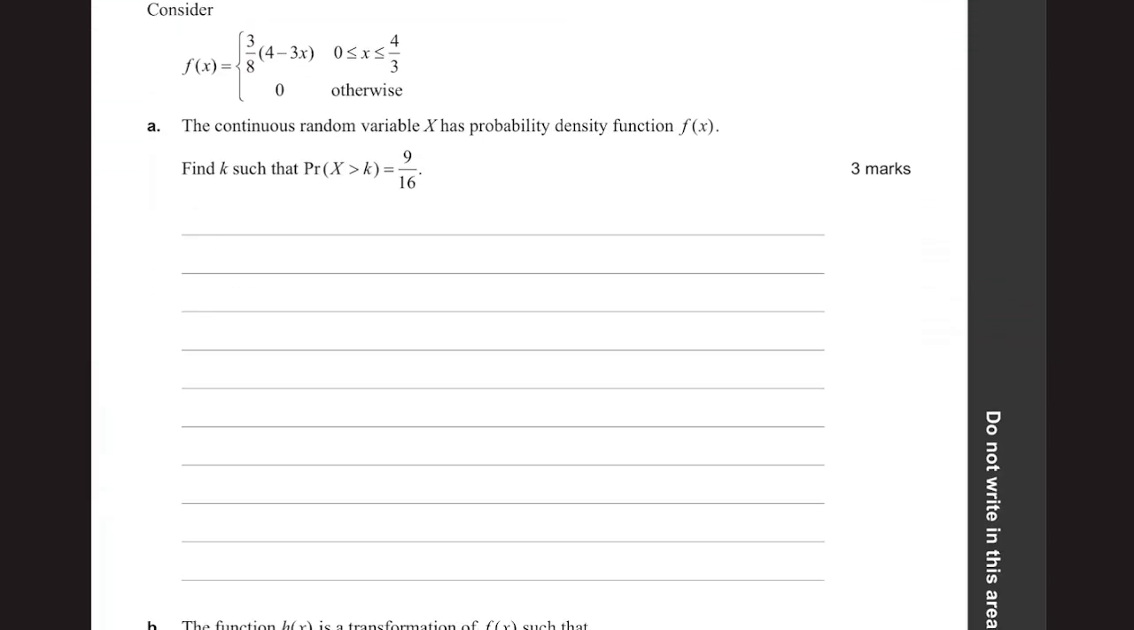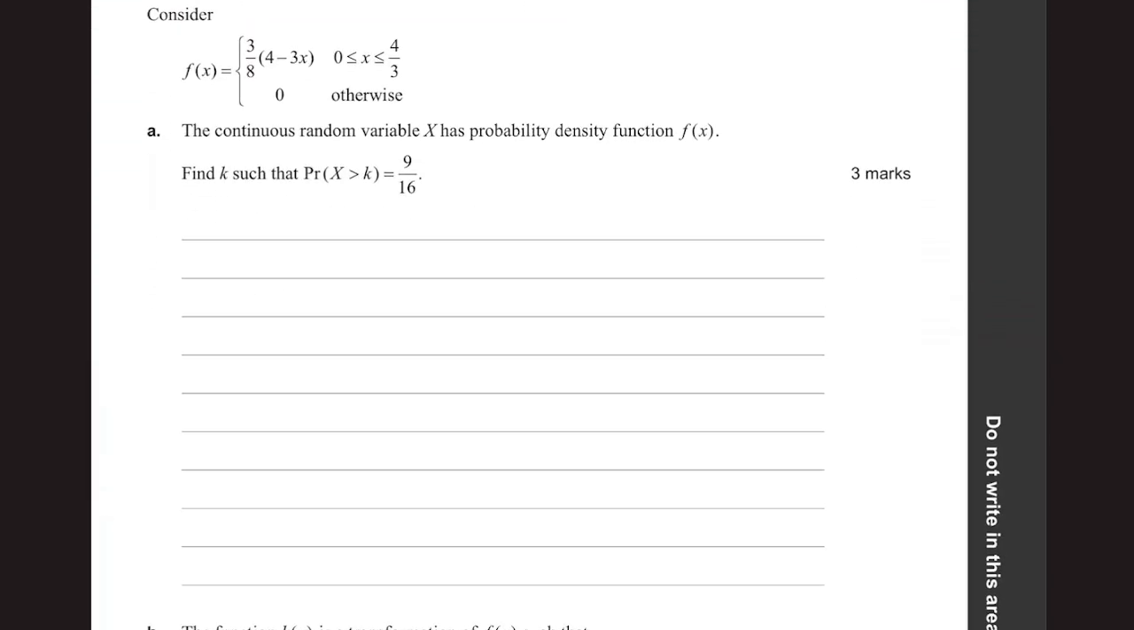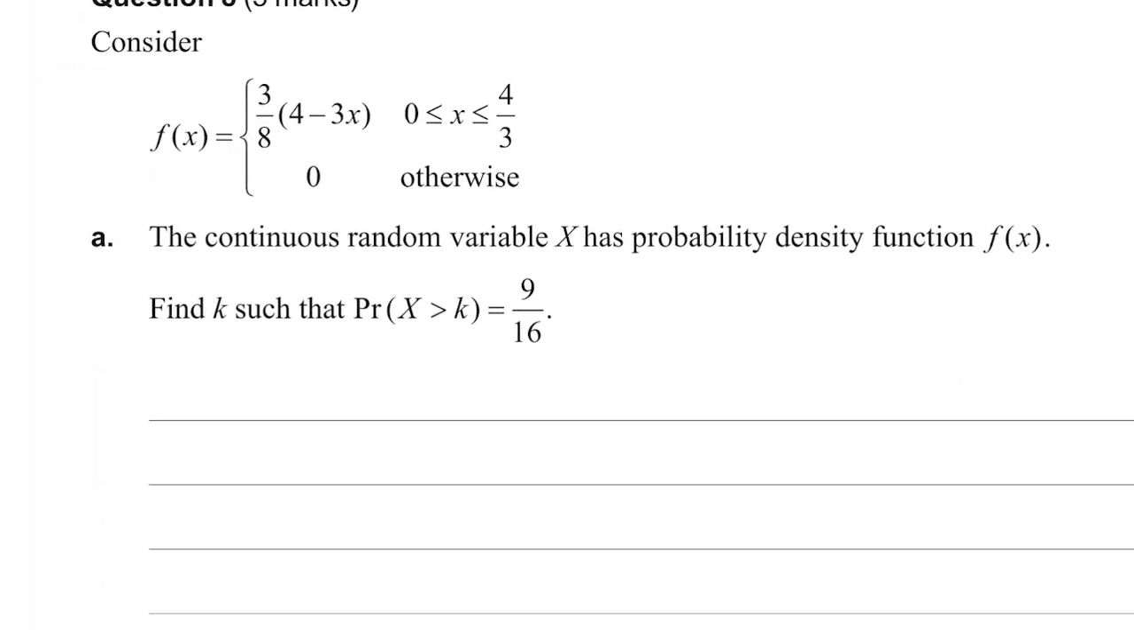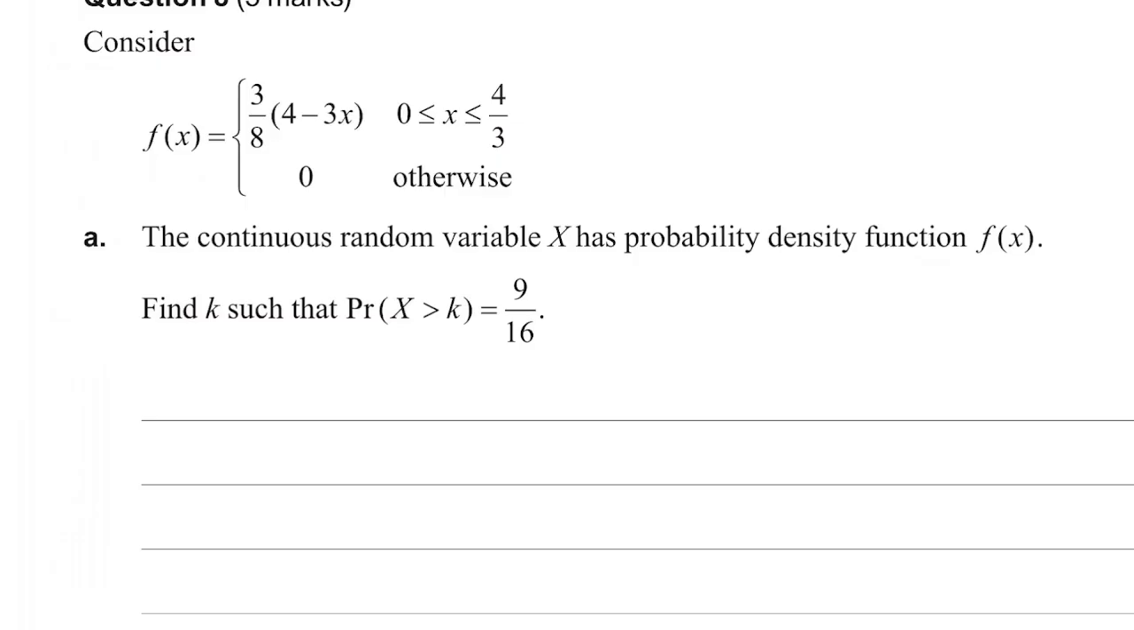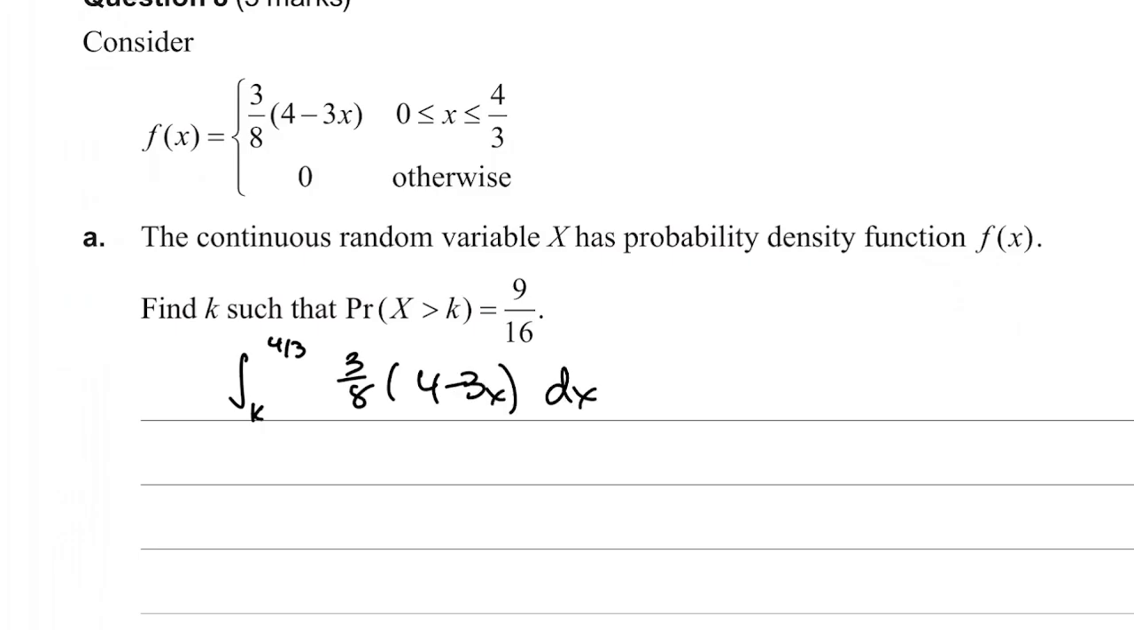Let's keep moving. Consider this function. Find k such that the probability x is bigger than k is 9 on 16. So that tells us that if the probability x is bigger than k is 9 on 16, that means the integral from k to the upper bound, being 4 on 3, of our function 3 on 8 times (4 minus 3x), with respect to x, is equal to 9 on 16. So from here, it's just a lot of solving. So I'm going to take the 3 on 8 out of there.